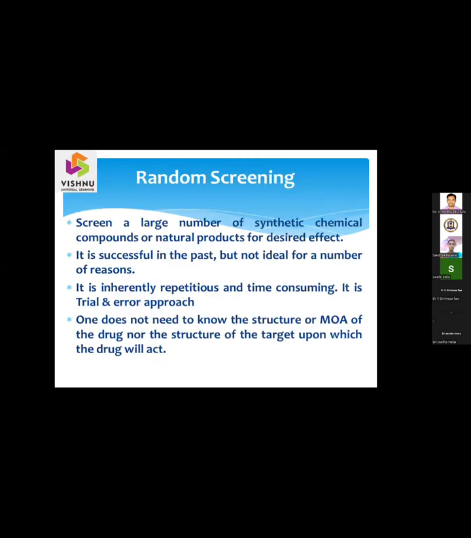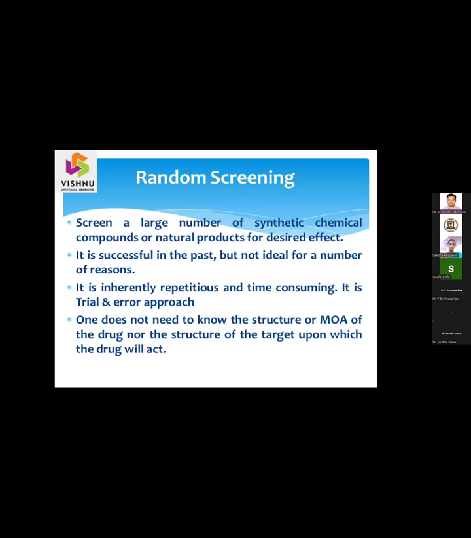And coming to random screening, a large number of synthetic chemical compounds or natural products are screened for the desired effect. It was successful in the past, but is not ideal nowadays for a number of reasons. It is inherently repetitious and time consuming. It is a trial and error approach. One does not need to know the structure or mechanism of action of the drug, nor the structure of the target upon which the drug will act.